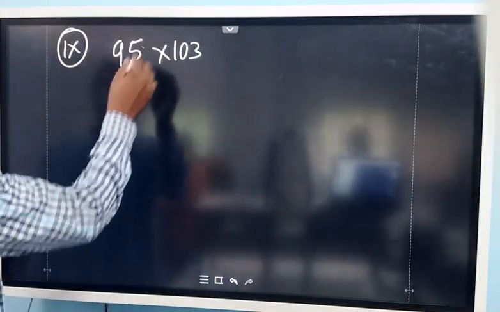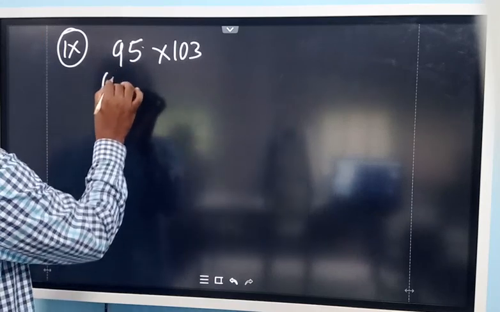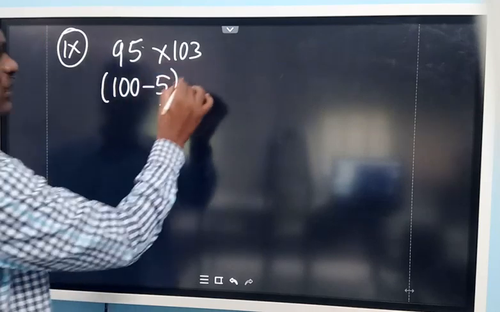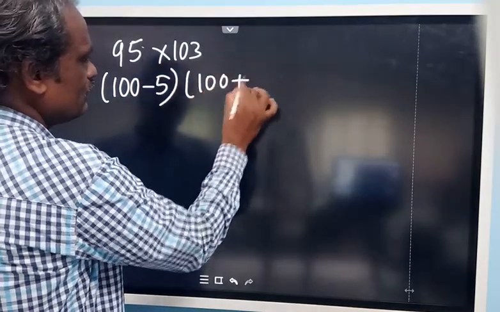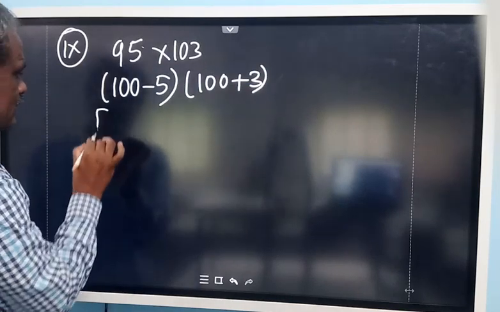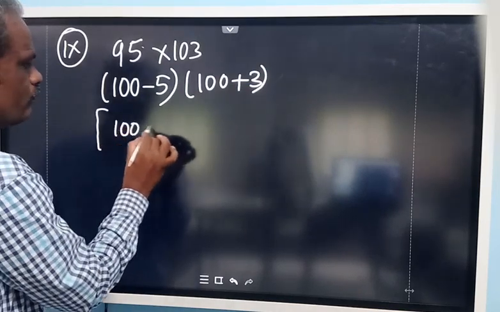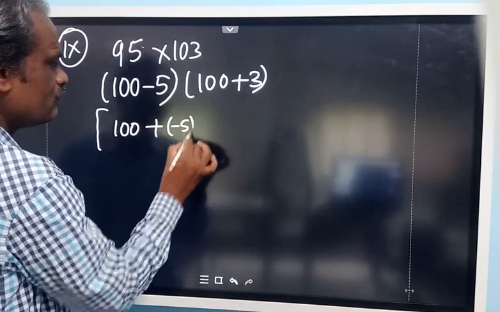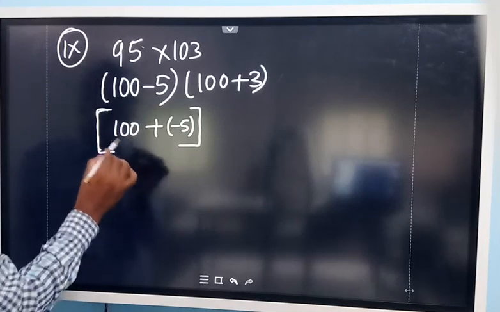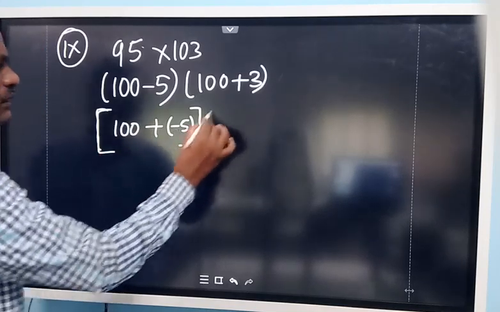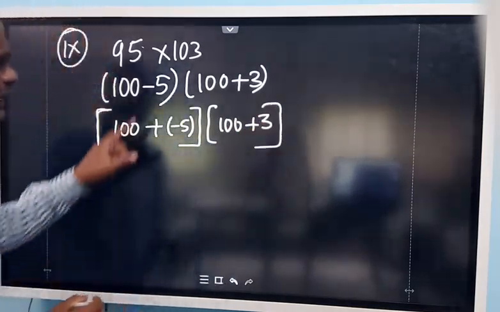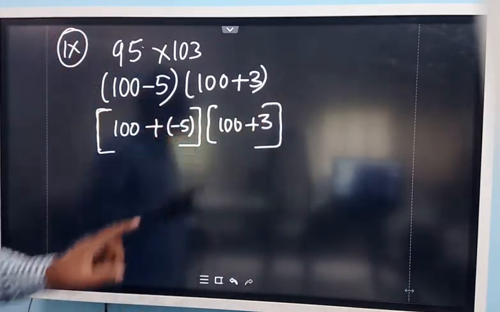Now 95 by 103, how can we write this one? This one you can write as 100 minus 5. This one you can write as 100 plus 3. Again I will rewrite this one. I will write this as 100 plus of minus 5, then 100 plus 3. So I have rewritten minus 5 as plus of minus 5.